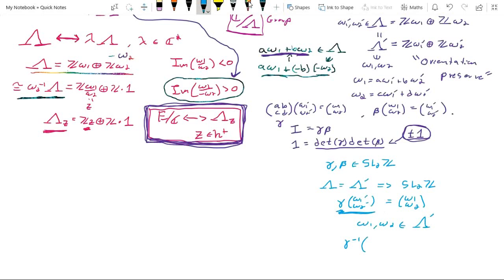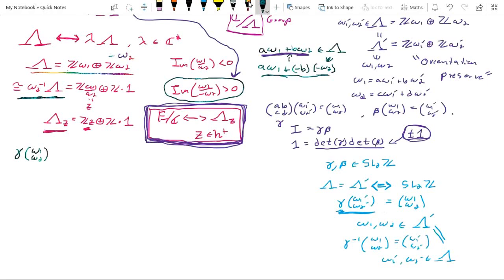And if I were to take gamma inverse and apply this to omega 1 and omega 2, of course this gives me the column vector omega 1 prime and omega 2 prime. And thus I know that omega 1 prime and omega 2 prime belong to the lattice capital lambda. And since the basis elements belong to each other, I know that these lattices are equal on the nose. In other words, two lattices are equal on the nose if and only if they differ by some element of SL2Z.